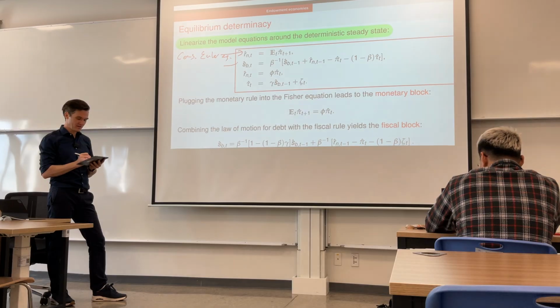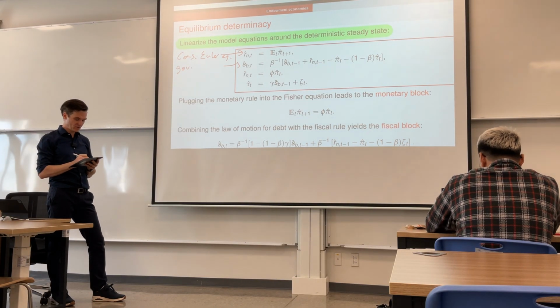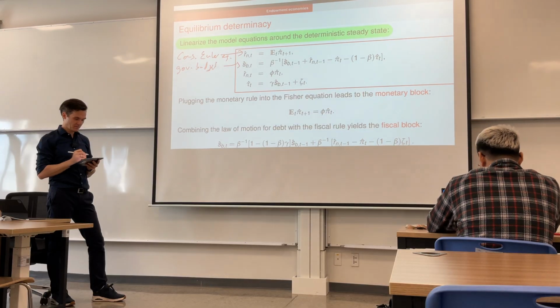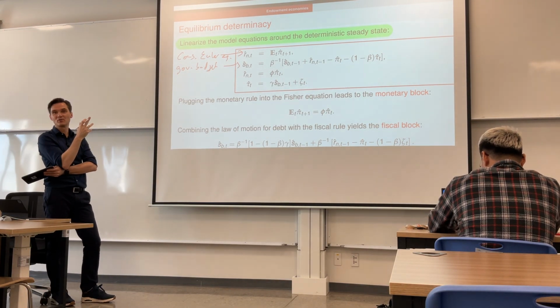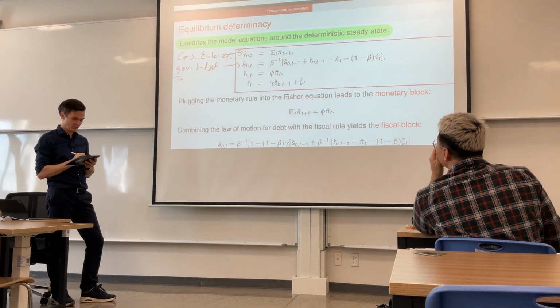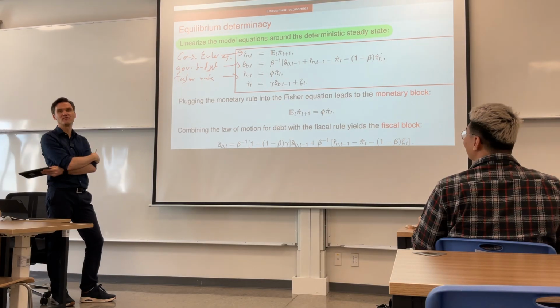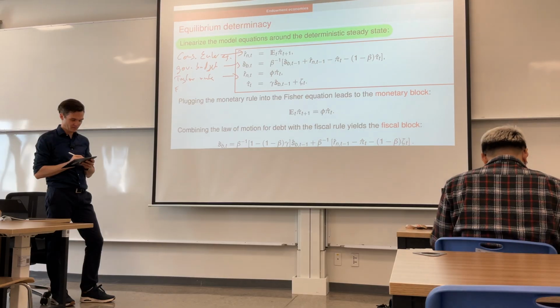The next equation is the government budget constraint. So this is the second equation. The third equation, what is that? That's the Taylor rule. So this is the Taylor rule. That's the third equation. And what's the fourth equation? That's the Fisher rule. This is the Fisher rule.